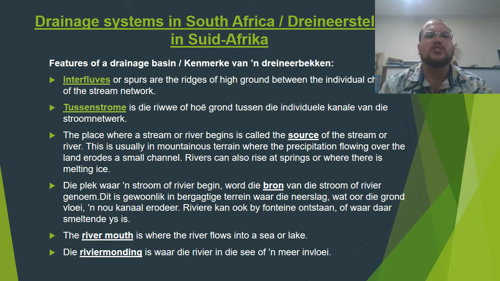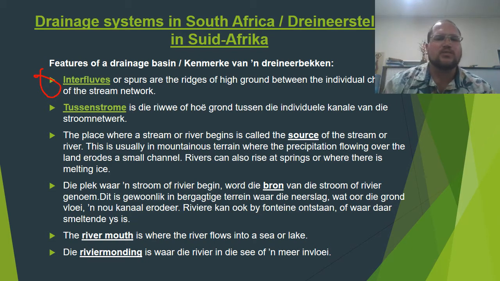If you look at the features of a drainage basin, we have interfluves, tussenstrome. Interfluves or spurs are the ridges of high ground between individual channels of a stream network. Tussenstrome is die ribbel van hoëgrond tussen individuele kanale van 'n stroomnetwerk. So in other words, these are areas of high ground in between the river network itself.